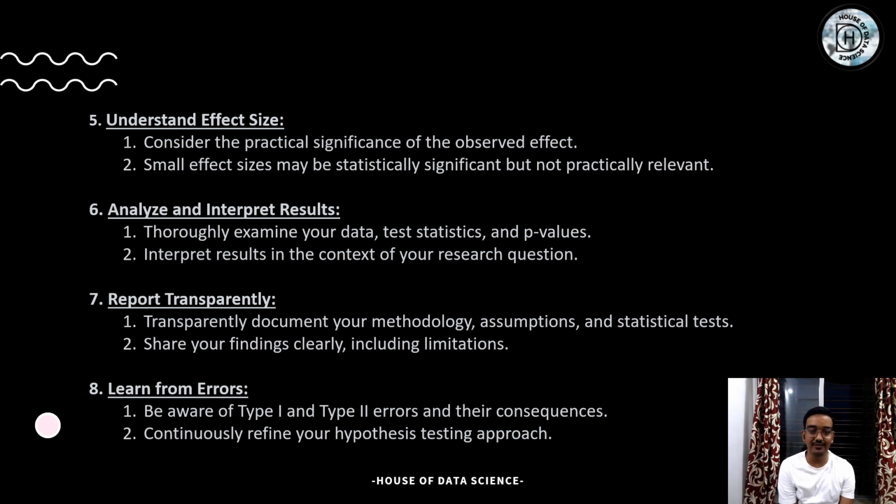You have to be very clear about your assumptions, your p-value, your findings and limitations. Then you have to learn from your errors. If a type 1 error is coming more often, then you can reduce your significance level. So you can play around with your significance level. You have to refine your process again and again. Refining your process means you can change your test, you can change your significance level and other things.